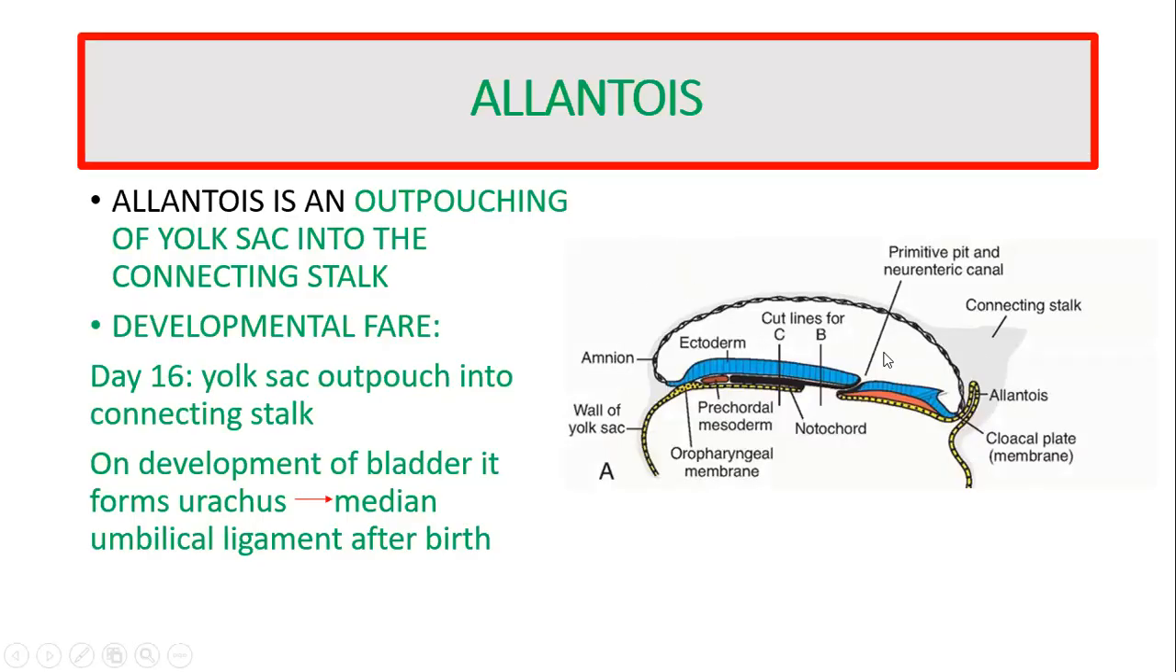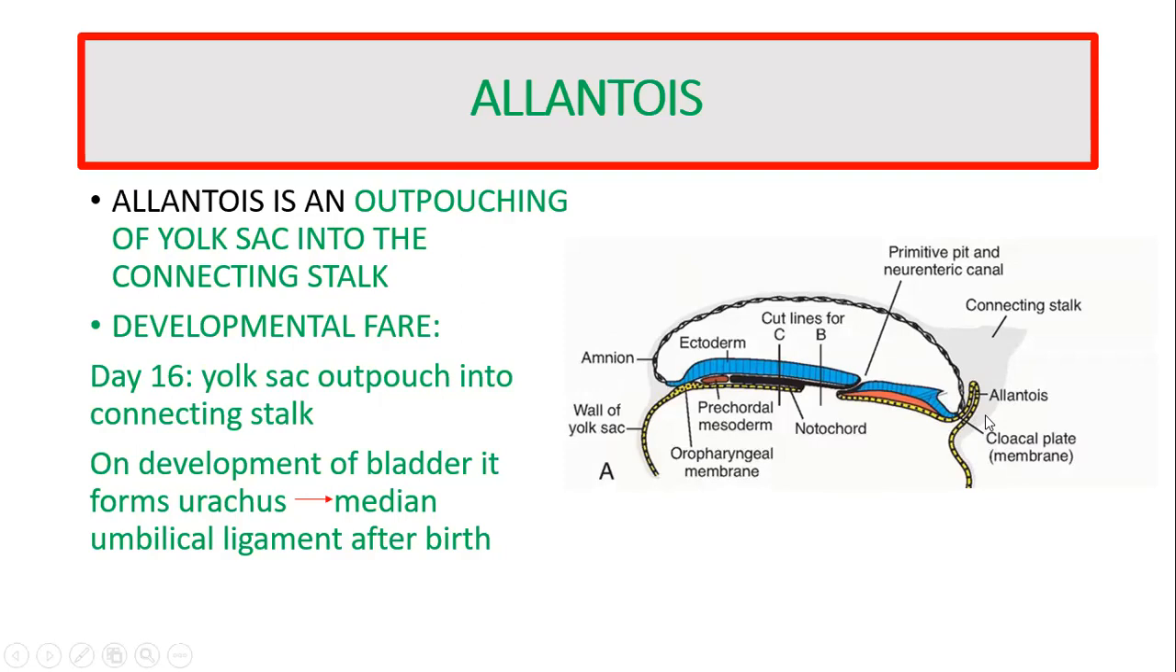Then is the formation of the allantois. So what is the allantois? You get a short note on the allantois. It is an outpouching of the yolk sac into the connecting stalk. On day 16, the yolk sac will simply outpouch into the connecting stalk.